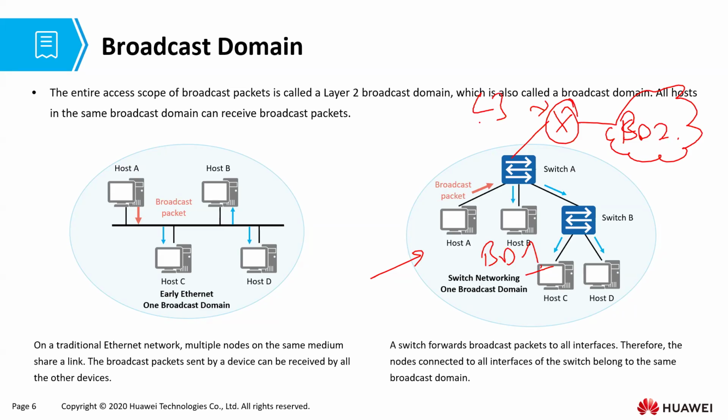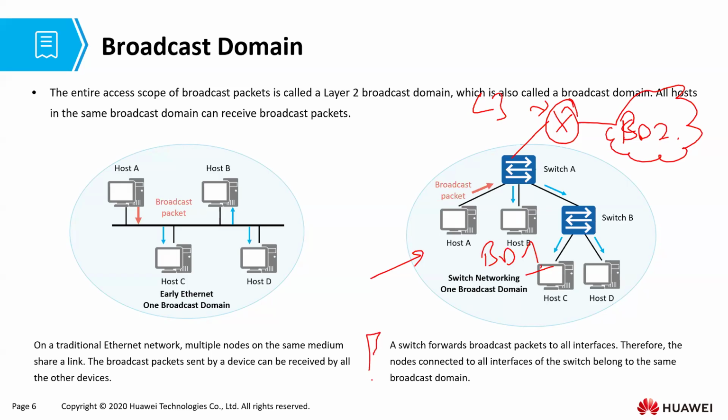So the difference between collision domains and broadcast domains is in the separation. For collision domains, we can use a layer 2 device with every port per layer 2 device representing a separate collision domain. For broadcast domains, we can have a layer 3 device, a router, separating our broadcast domains. On traditional Ethernet networks, multiple nodes on the same medium share a link.